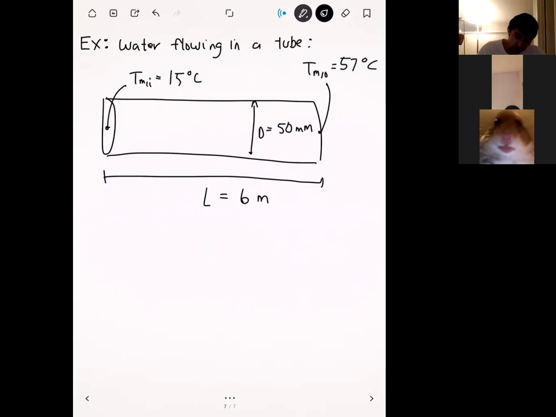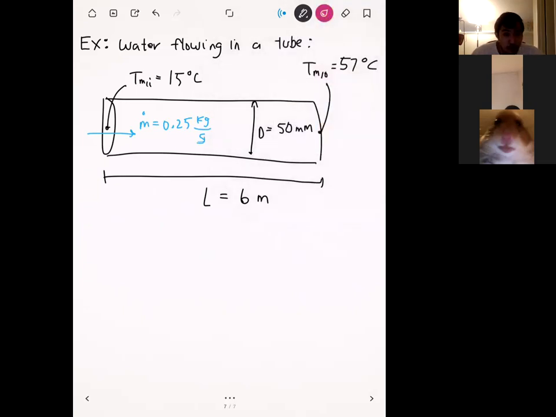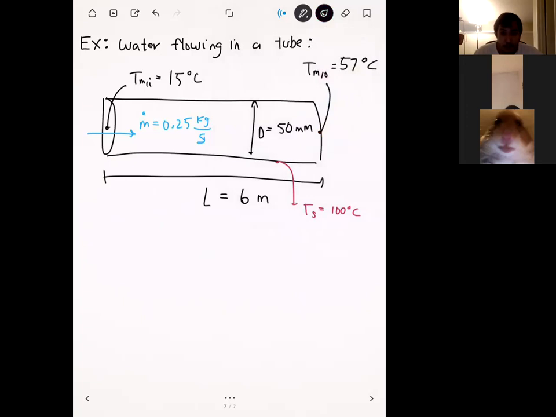Then going into the tube, we have a mass flow rate of 0.25 kilograms per second. Additionally, we're going to assume that the surface temperature is constant, and the surface temperature is going to be 100 degrees C. In this problem, we're just going to compute the convection coefficient.